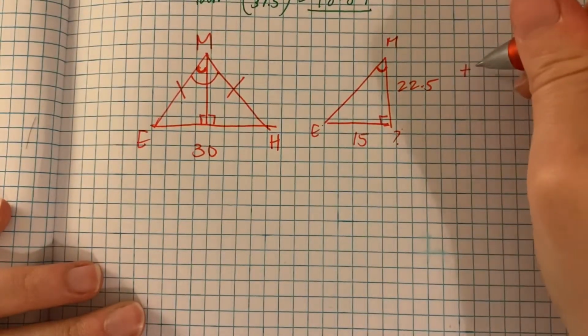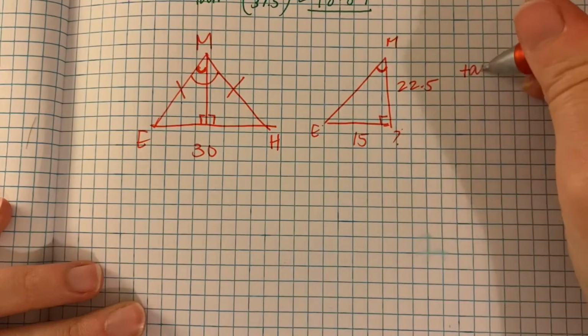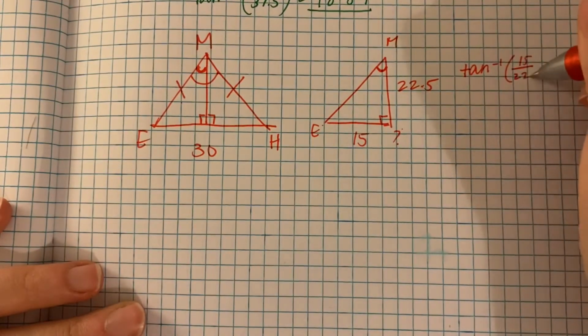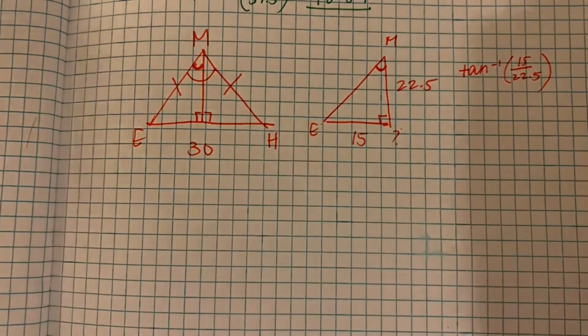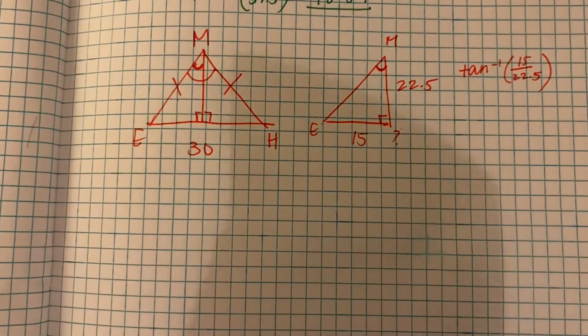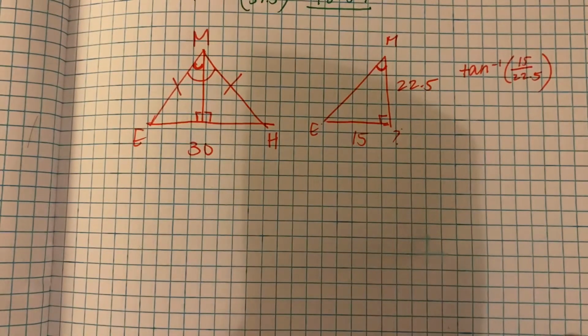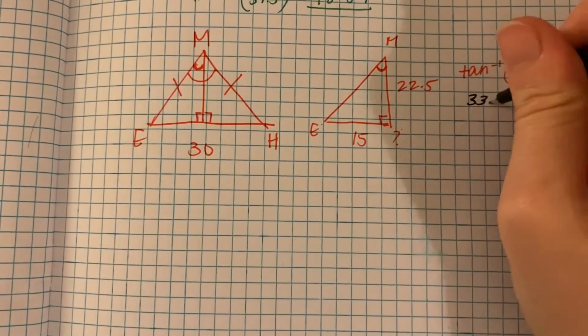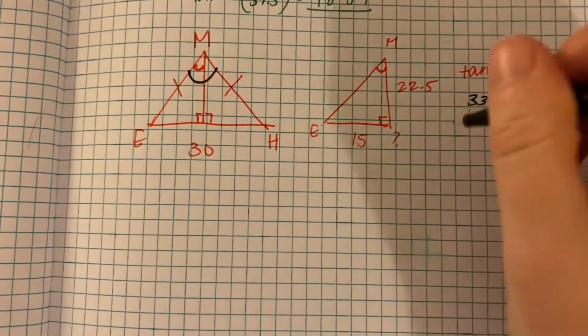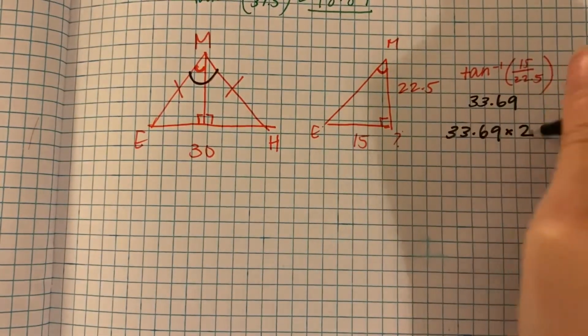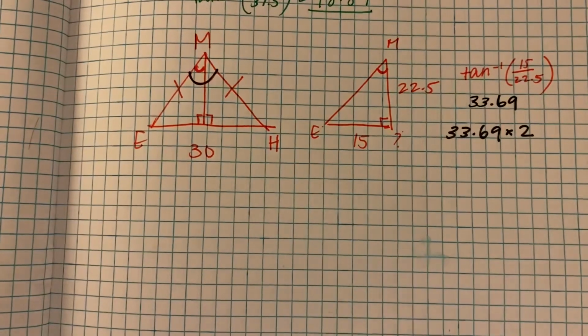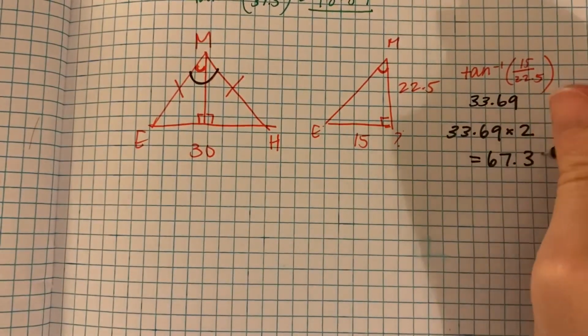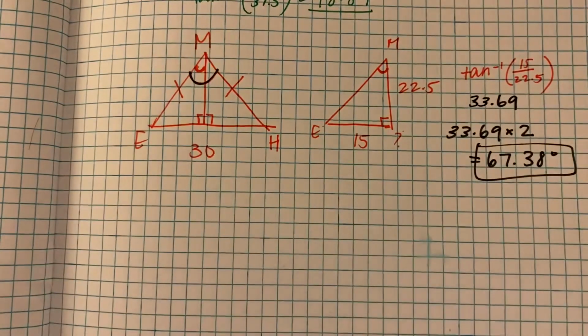Again, we'll use inverse tangent because we have opposite and adjacent. Inverse tangent of 15 over 22.5 to find our answer. Let's see what that gives us. 15 divided by 22.5, then inverse tangent, 33.69. But remember, we need two of those, so I'm going to take 33.69 times 2 in your calculator, and you should come up with 67.38 degrees. And that would be the answer for the last angle that you're looking for.